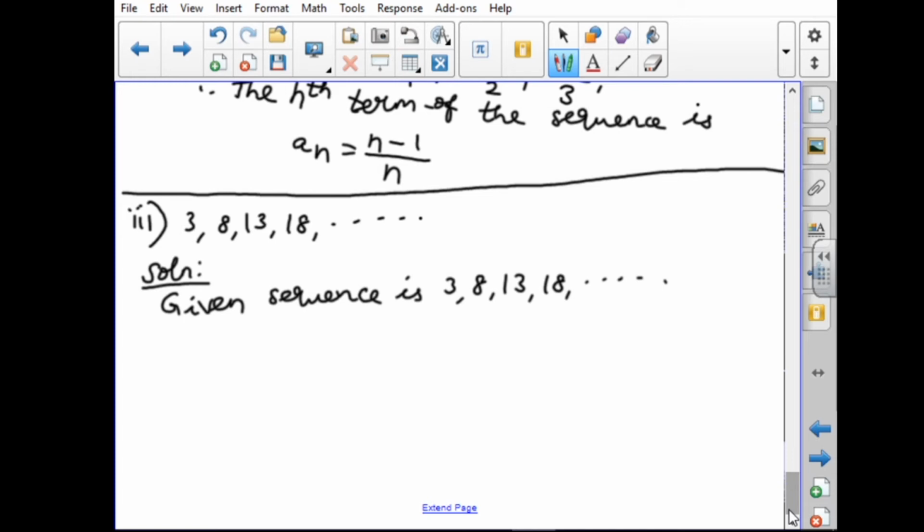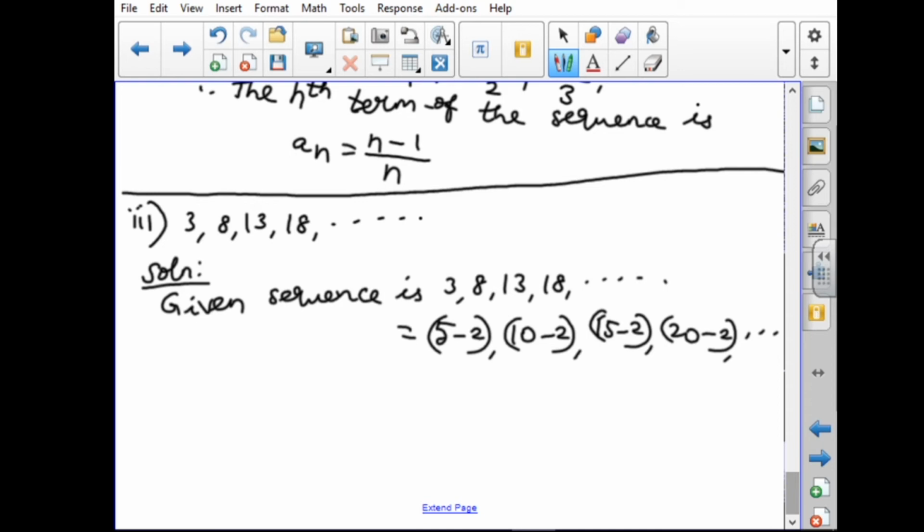We have to add with 3. We have to add with what number? 3 plus 5 is 8, 8 plus 5 is 13, 13 plus 5 is 18. But the first number we are getting is 3. So this number we can write like this. The first term is 5 minus 2, then only we get it like this. The next one we write 10 minus 2. The third one, 15 minus 2. Next one, 20 minus 2, like that.